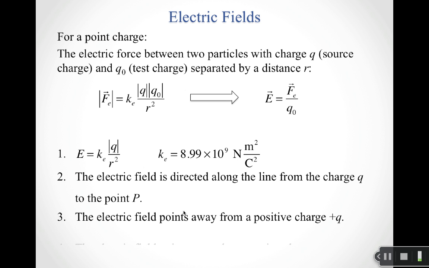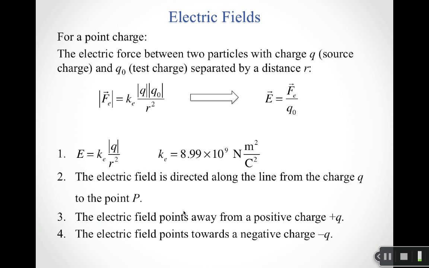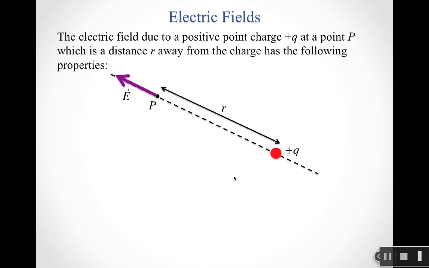What we saw on the previous slide is that the electric field will point away from positive charges and it will point towards negative charges. So these are the basic rules that we've picked up in terms of how to calculate the electric field due to point charges.